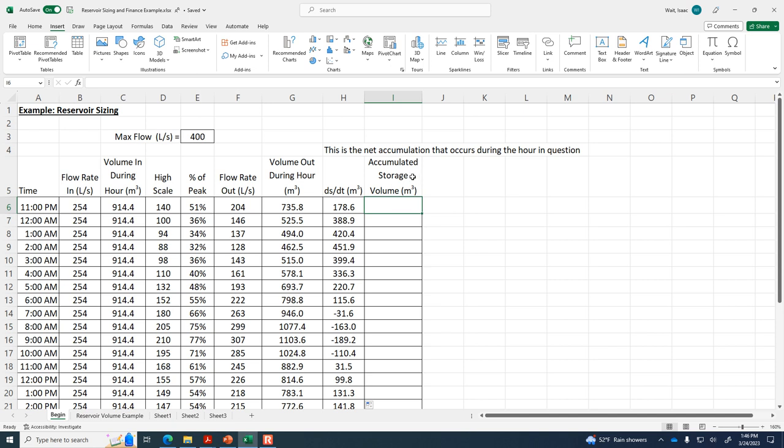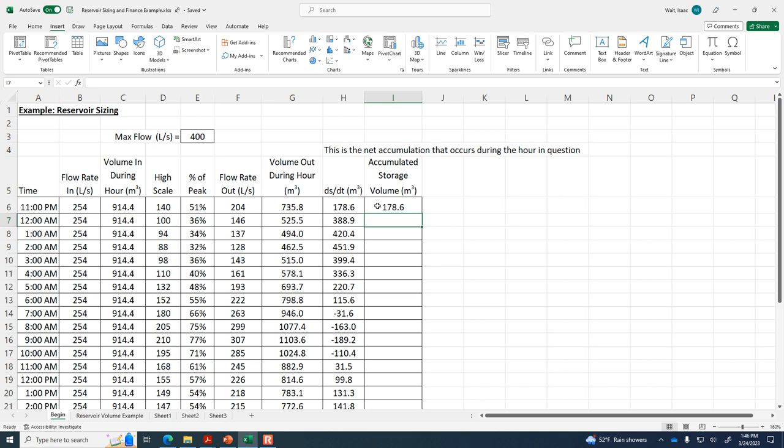So now this last column is maybe the only part that's tricky. It's the accumulated storage volume. So let's assume that at 11 o'clock, it was empty. And so during the 11 o'clock hour, it accumulates 178.6. But prior to that, there was no water in the reservoir. So the accumulated amount of water at the end of the hour is only what came in during that hour because it was previously empty.